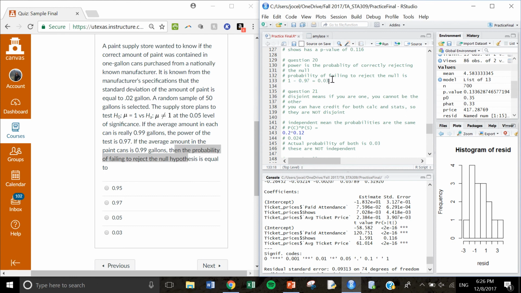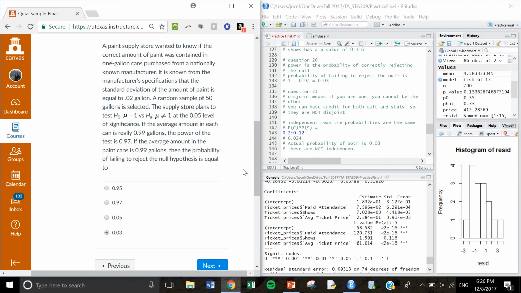If you have more questions about this, come see us in office hours or send us an email. This is just a definition question. So it's 0.03.